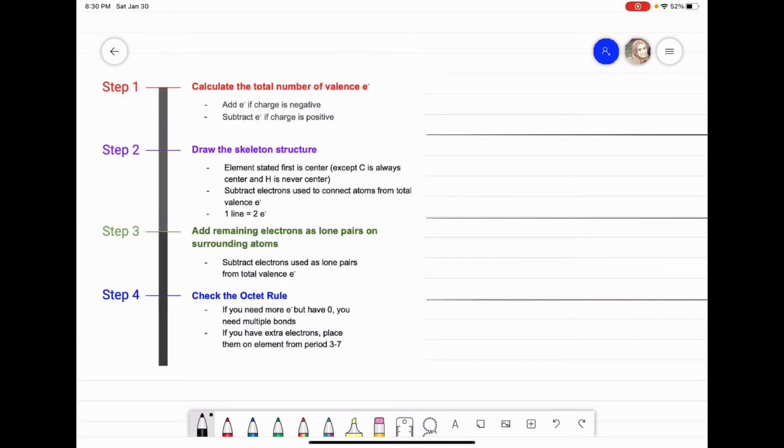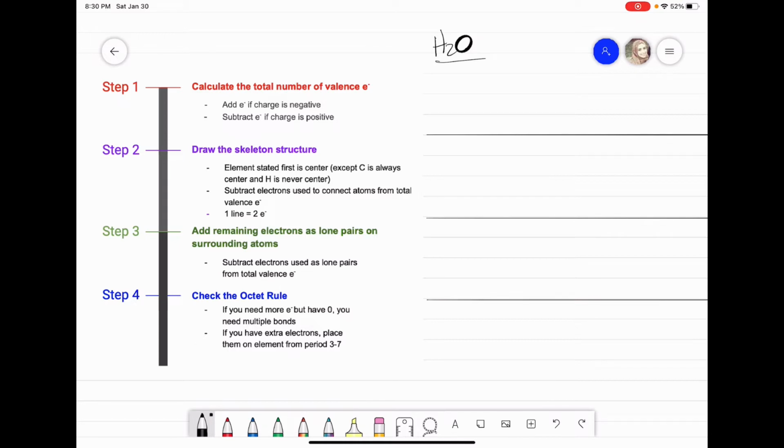Here are the steps for drawing a Lewis structure, and I tried to give you as much information as possible without it being overwhelming. I'm going to do a few examples. The first one I'm going to start with is the easiest one, which is water, H2O. That's usually the first one that everyone uses.